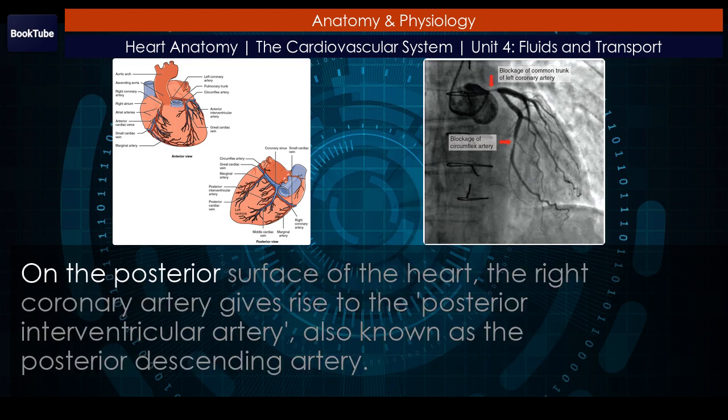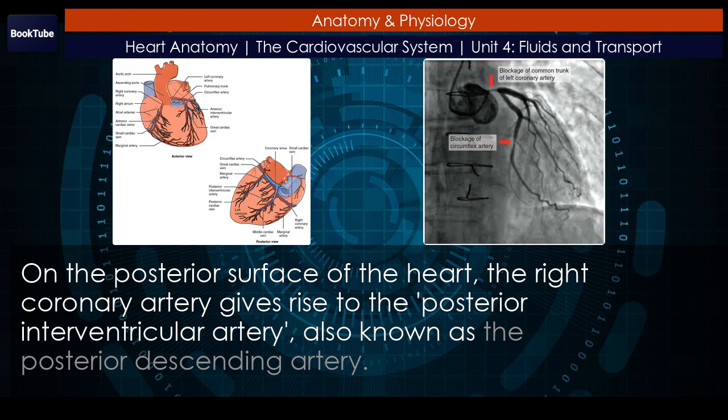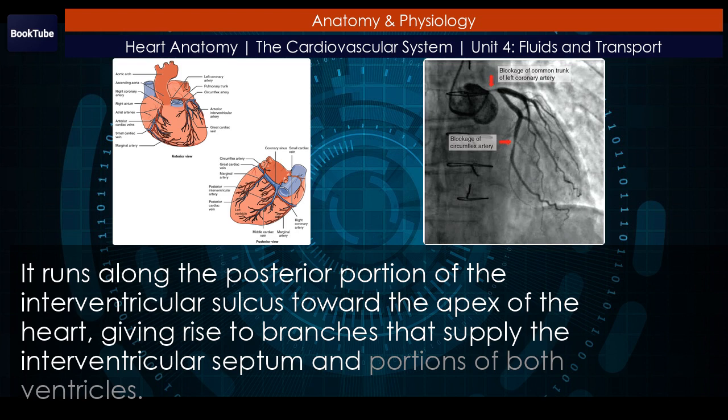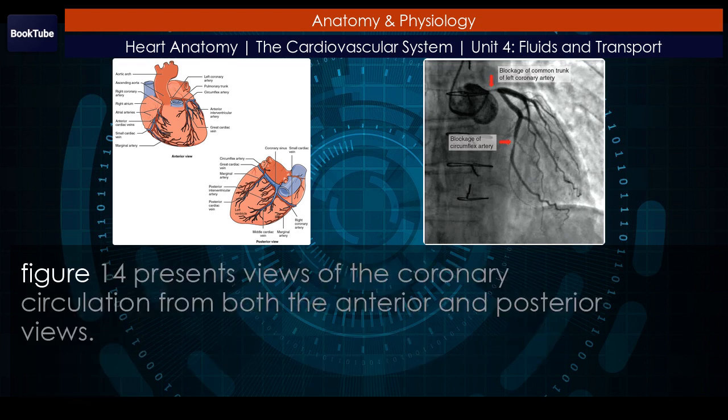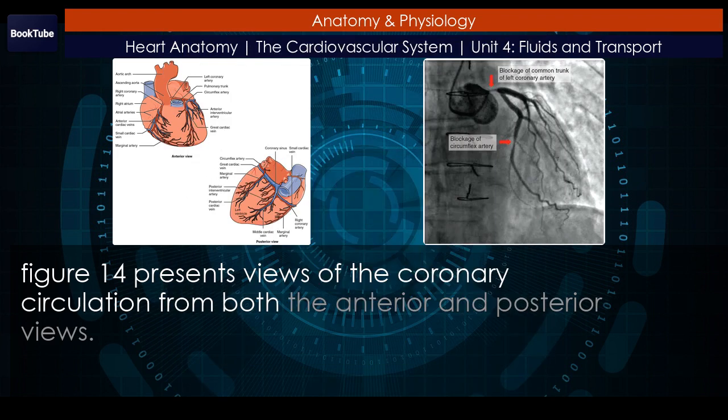On the posterior surface of the heart, the right coronary artery gives rise to the posterior interventricular artery, also known as the posterior descending artery. It runs along the posterior portion of the interventricular sulcus toward the apex of the heart, giving rise to branches that supply the interventricular septum and portions of both ventricles. Figure 14 presents views of the coronary circulation from both the anterior and posterior views.